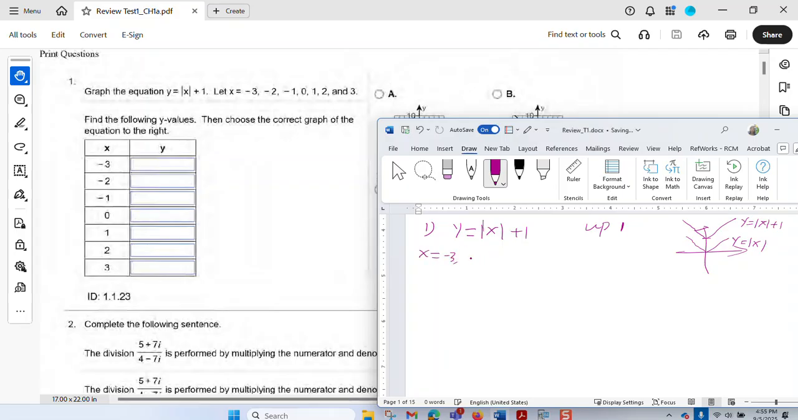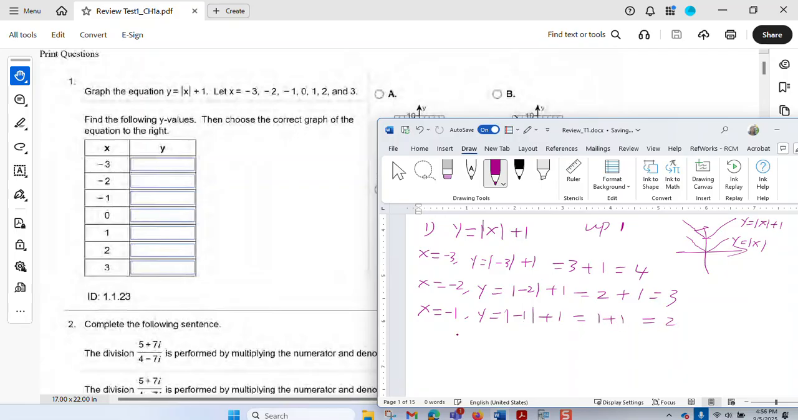Y will be the absolute value of -3 plus 1, and the absolute value of -3 is +3. So 3 plus 1 will be 4. Then you plug x equals -2 in. So y will be the absolute value of -2 plus 1. Everything that comes out of the absolute value will be positive, so that's 2 plus 1, which is 3. Then x equals -1. Y will be the absolute value of -1 plus 1. The absolute value of -1 is +1, so this whole thing will be 2.